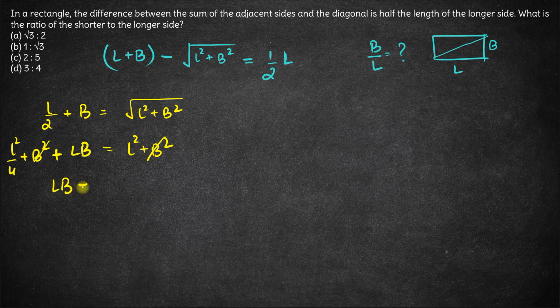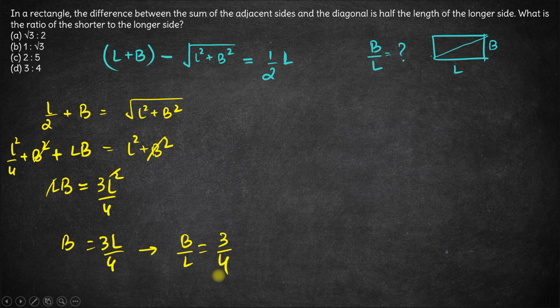We have L into B is equal to L square minus L square by 4, which is 3L square by 4. L gets cancelled out. So we have B is equal to 3L by 4. From here we get B by L is equal to 3:4. So the ratio of shorter side B to the longer side L is 3:4, which is option D. Thank you.